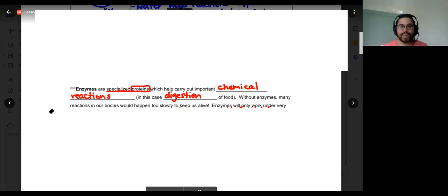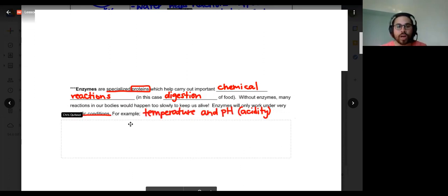So in this context, with regards to digestion, those enzymes are going to help break down food and allow for digestion to be a little bit more efficient. Without enzymes, many of the reactions in our bodies would happen way too slowly to keep us alive. And enzymes need to have that ability to speed things up. And in order to do that, they can only work under specific conditions. For example, temperature and pH.